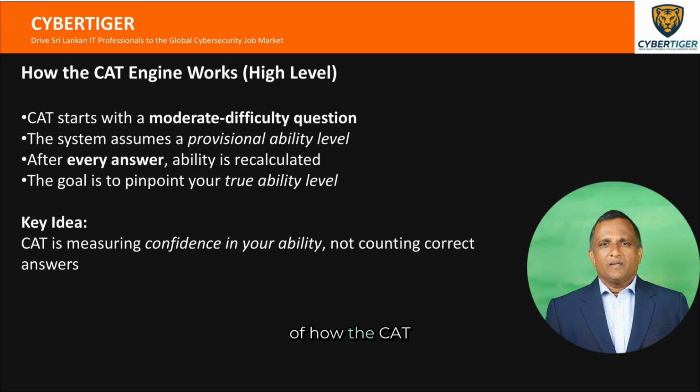Here's a high-level view of how the CAT engine works, and this is critical for understanding the CISSP mindset. The exam starts with a moderate difficulty question and assumes a provisional ability level for you as a candidate. From there, after every single answer, the CAT engine recalculates your ability using statistical confidence models. Based on that recalculation, it selects the next best question to refine its measurement. Harder if you're doing well, easier if you're not. Think of it like a feedback control loop in a network system, constantly tuning for accuracy. The key idea to remember is this: CAT is not counting how many questions you get right. It's measuring confidence in your ability level as a security professional.